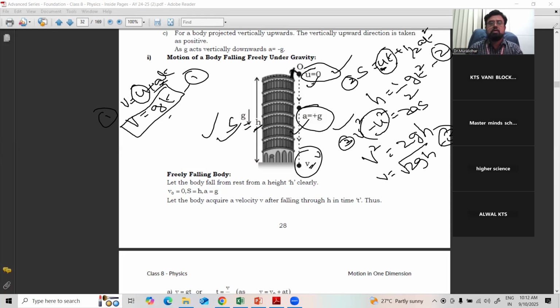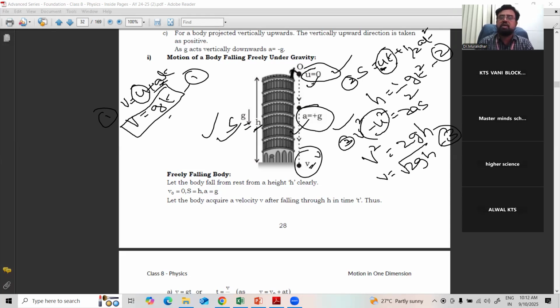Clear? Right? It is equation 3. Like this, under the influence of gravity, when the body is freely falling towards the gravitational force, the first equation of motion is V = gt. You can take it directly. The second one is h = 1/2 gt². The third one is v = √(2gh). Of course, the fourth one also you can write.